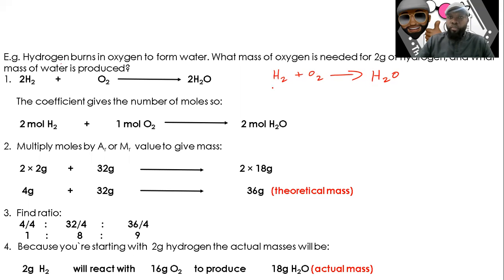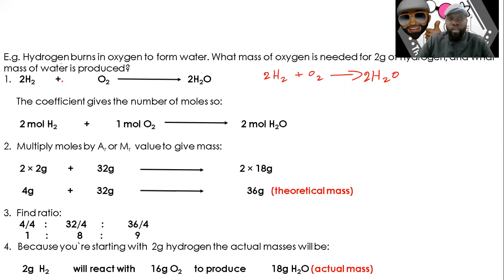Now I need to balance my equation. My oxygens are obviously not balanced. So I've got 2 oxygens there, so I need to put 2 there to balance my oxygen. That gives me 4 hydrogen on my product side, so I need to put 2 there to balance up my hydrogen. Now my equation is balanced, and that's why it's written like this.